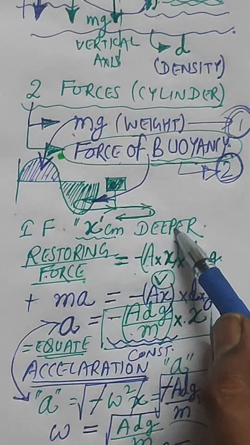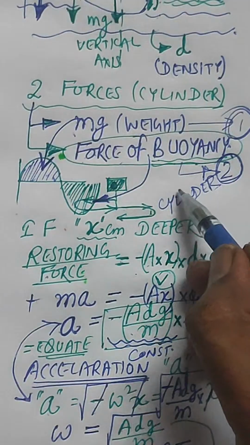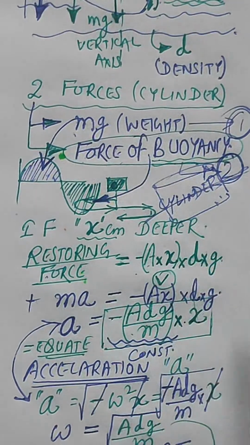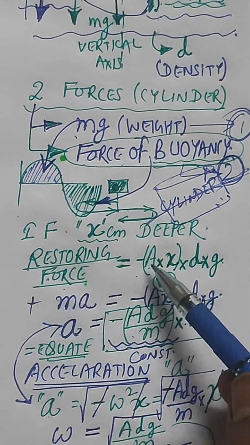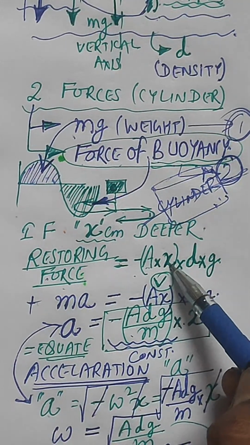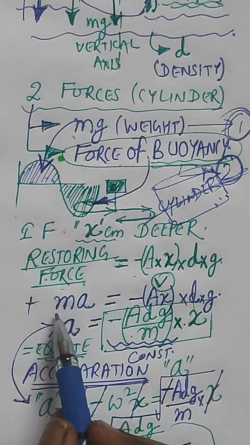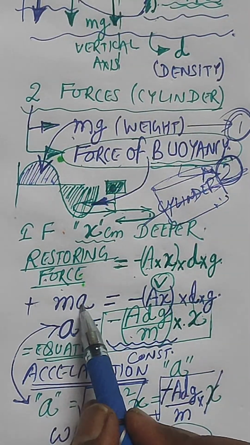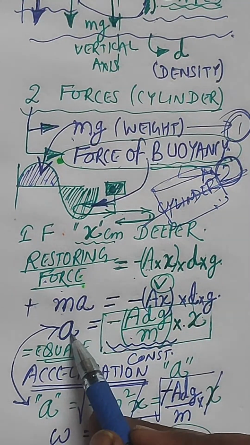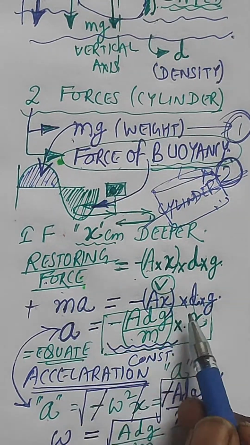So if the cylinder is going x centimeter deeper into the water, what will happen into the liquid? The restoring force will be equal to minus VDG, where V is volume, area into x. So minus A x DG will be the restoring force, and using the formula F equal to MA, we equated it and we get the value of a as minus ADG divided by M into x, because M will be going from LHS to the RHS.